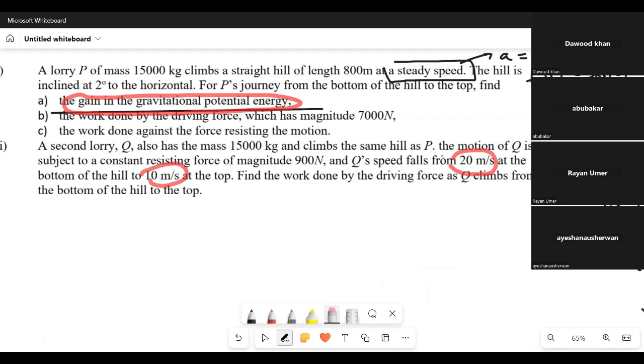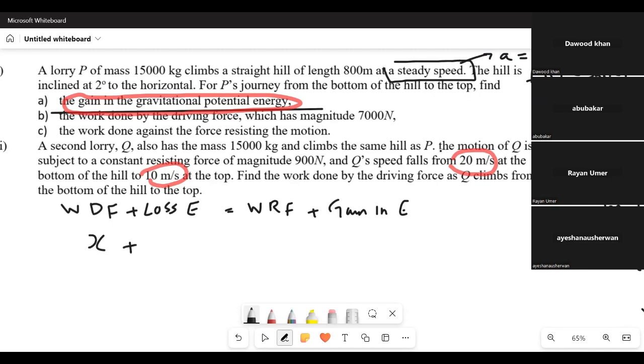So work done by driving force plus loss in energy is equals to work done by resisting force plus gain in energy. Okay. Find the work done by the driving force. तो यहाँ x आ गया plus loss in energy. ये हमें बताया हुआ kinetic energy कम हो रही है from bottom to top. So इसको इधर यूज करते हैं.